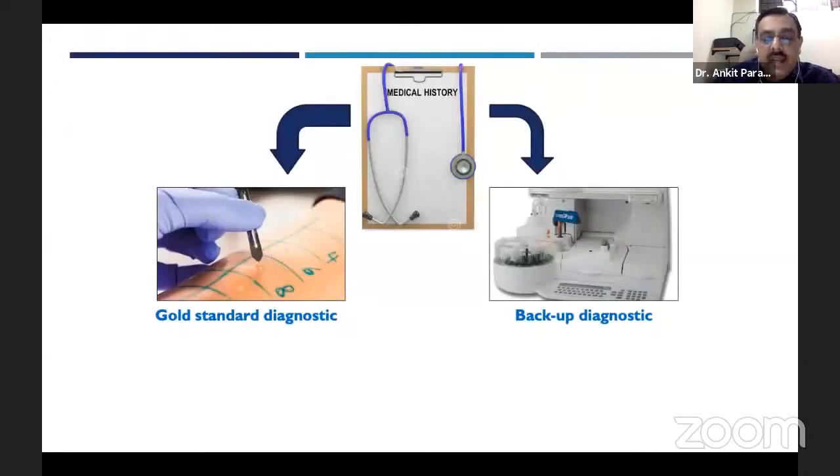Now, what tests do we have? You have a skin prick test or skin allergy test, that is the gold standard. And we have the serum specific IgEs which are available, which are a backup diagnostic test.